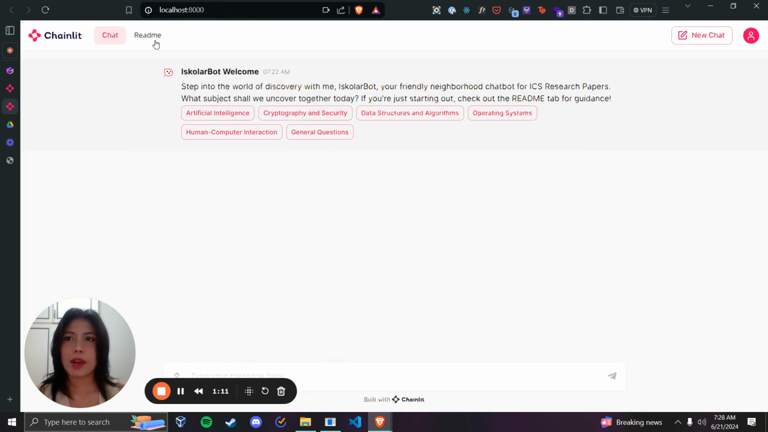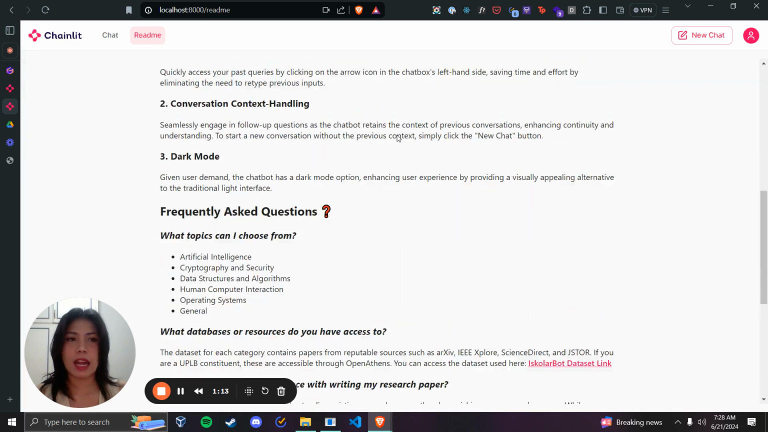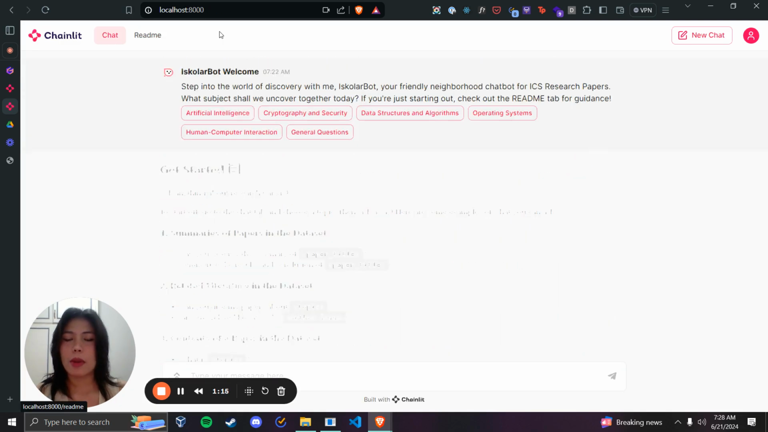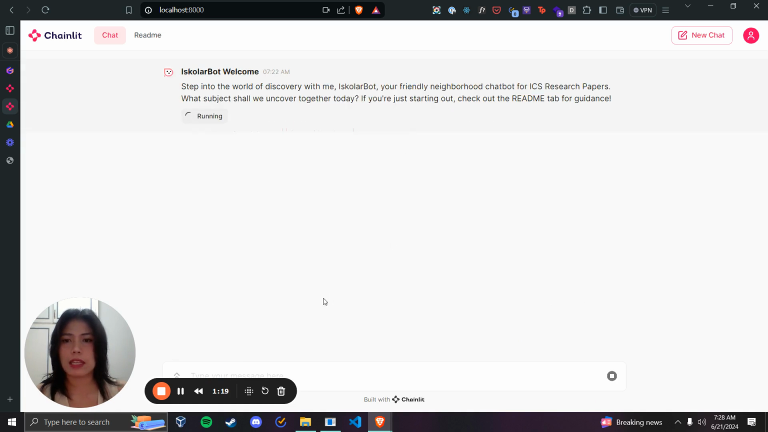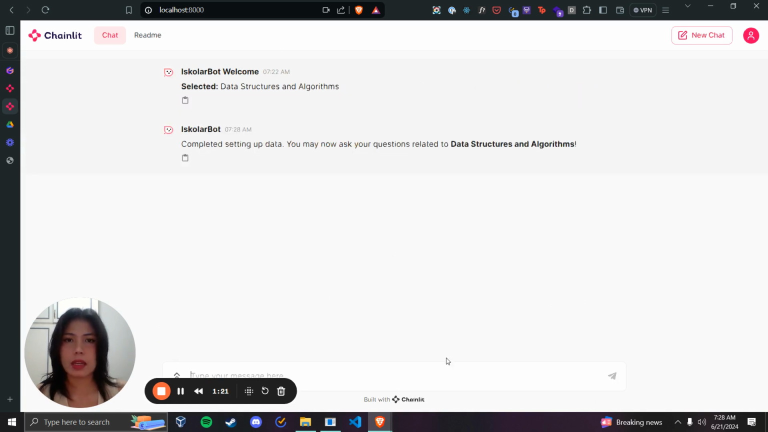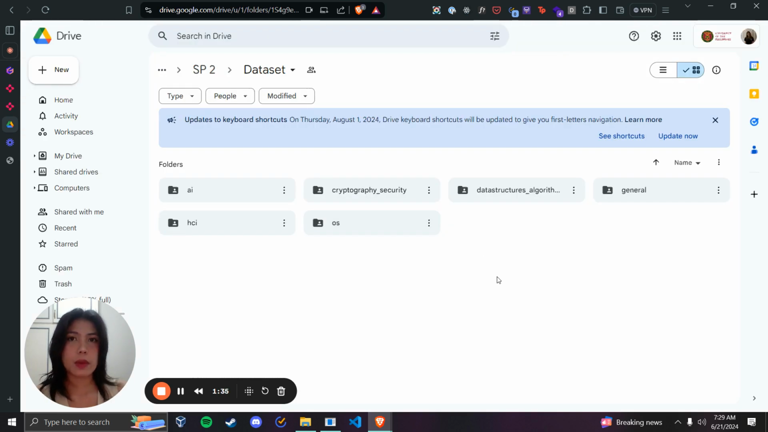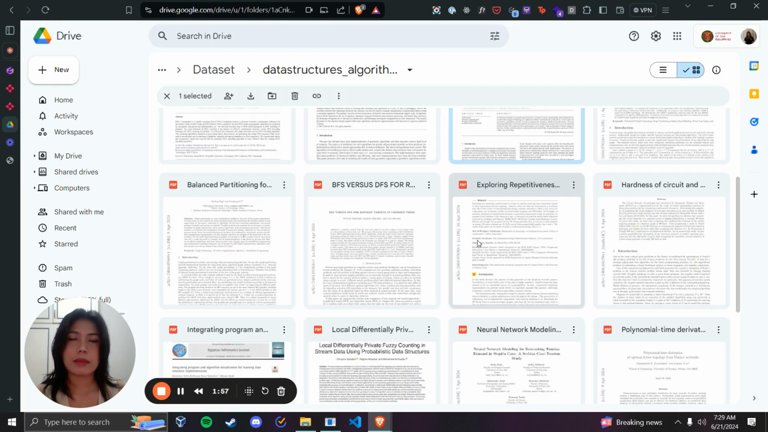So straight to the point, there is a README file here that you can access for documentation. But onto the chat, let's see if we can ask a question about data structures and algorithm. So it's going to be setting up the data. If you're wondering where this data is coming from, this dataset is also provided as a reference, so you know what papers it has in the vector store.